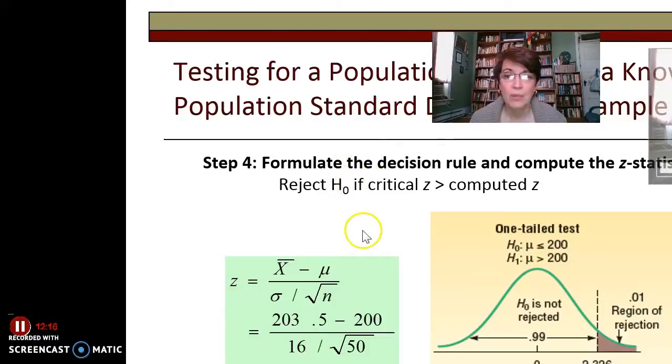It is still in the do not reject because 1.55 is between 0 and 2.326, right? It's going to be right in here. So we're concluding that the mean number of desks assembled in the last 50 weeks is not more than 200. So we didn't move the needle any on that.